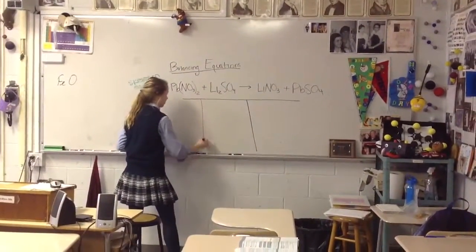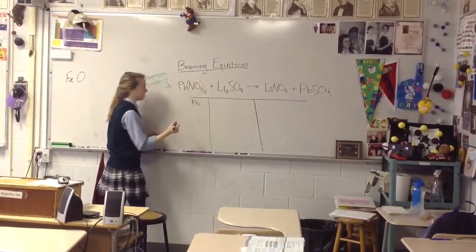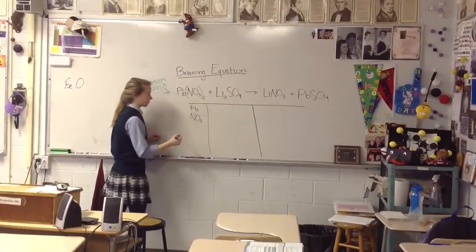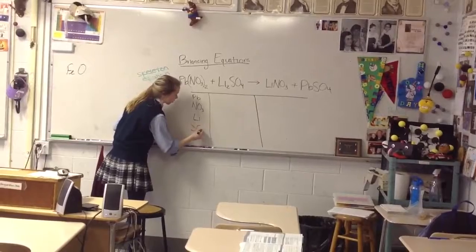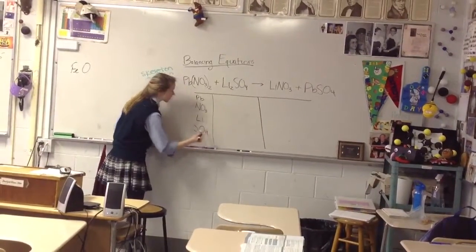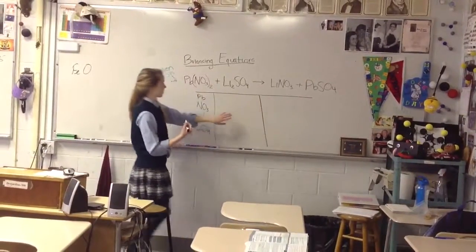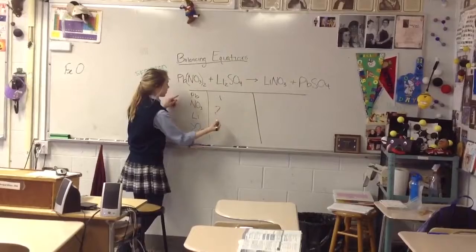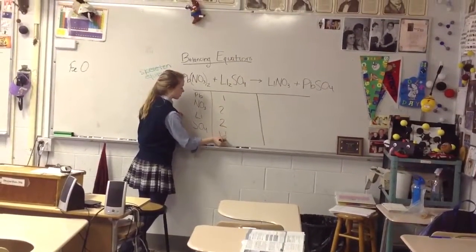on which you write each element as it appears. So lead, nitrate, lithium, and sulfate in this case. And then you can write how many are on each side of the equation. So on this side there's 1 lead, 2 nitrates, 2 lithiums, and 1 sulfate.